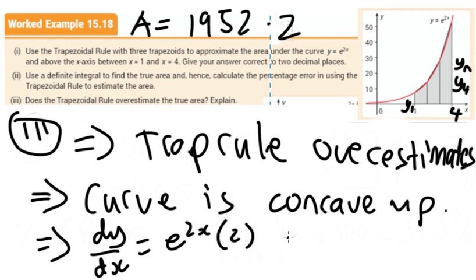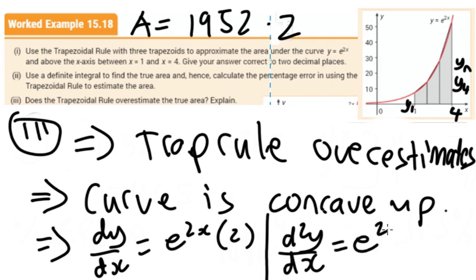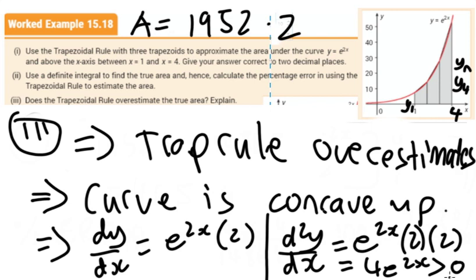And then the second derivative will be e to the 2x times 2 times 2. So that's 4e to the 2x. Because this is a power, there's no way this could be a negative number, so we know this is going to be greater than 0 for the whole time it's on the curve here. So that means it is concave up. The second derivative is greater than 0, so it's concave up, which means it overestimates. That's our proof that it overestimates.